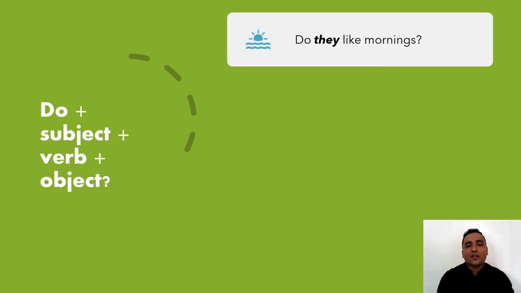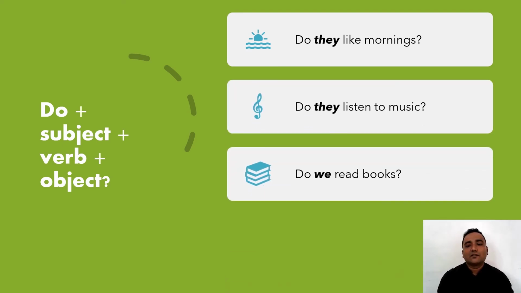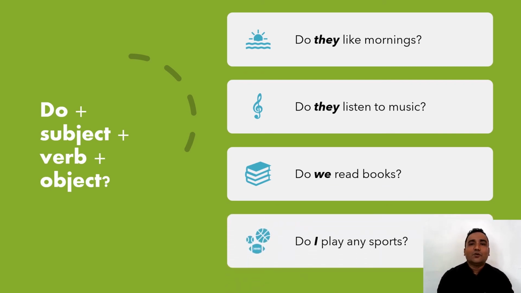Right. So now let's have a look at how we are going to make sentences with other pronouns. Do they like mornings? Do they listen to music? Do we read books? Do I play any sports?